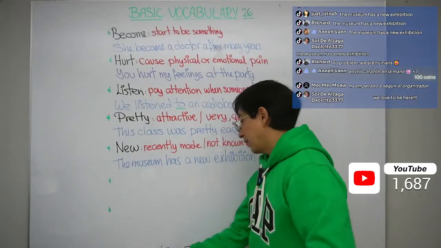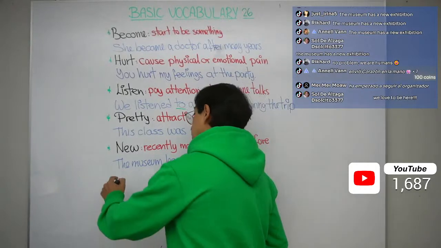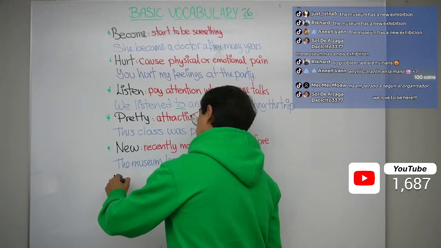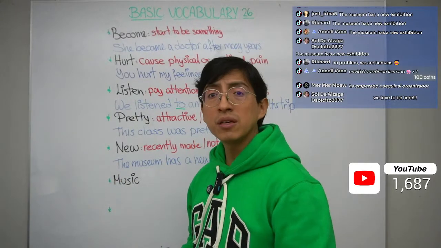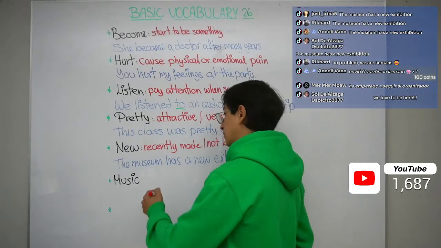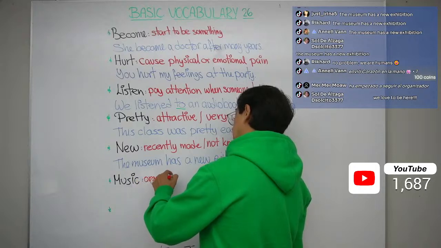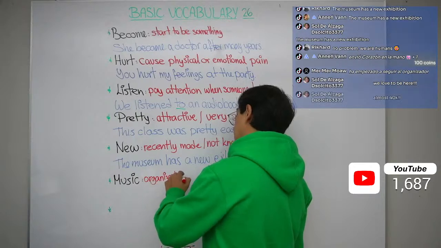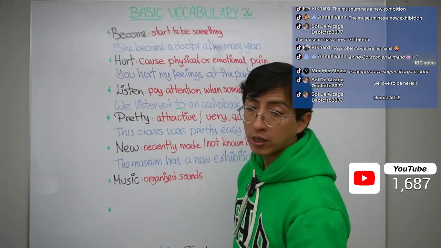Okay. The next word we're going to analyze here is music. Okay, music. Okay, guys, what does music mean? Well, music is organized sound. Organized. Okay, look at this. Organized sounds used for entertainment.